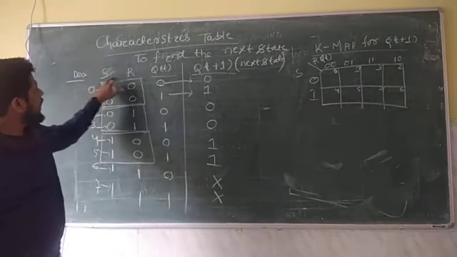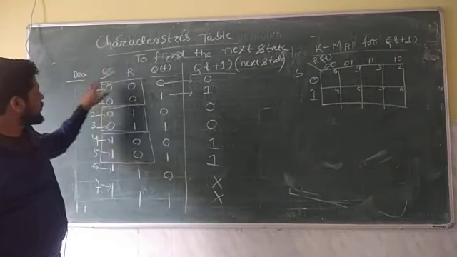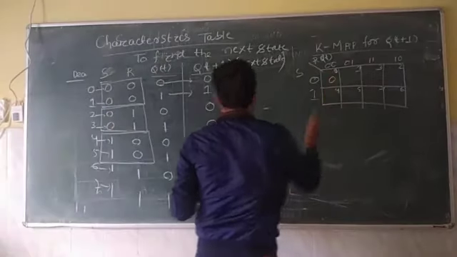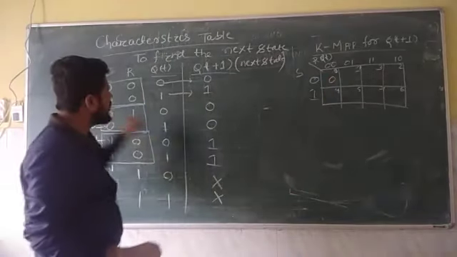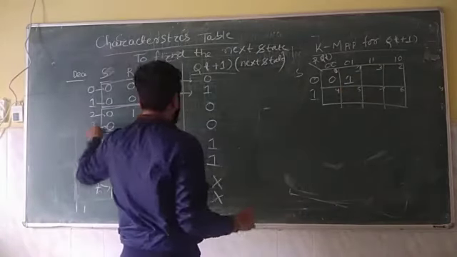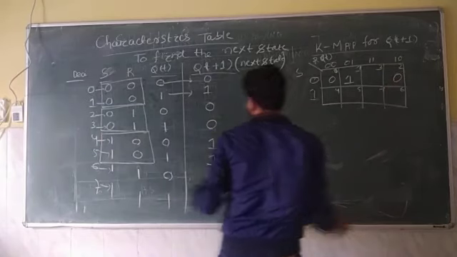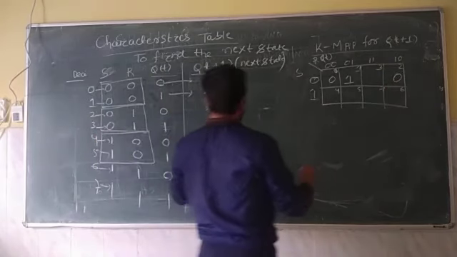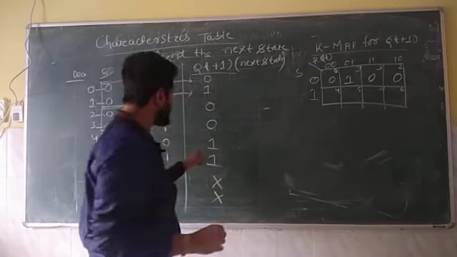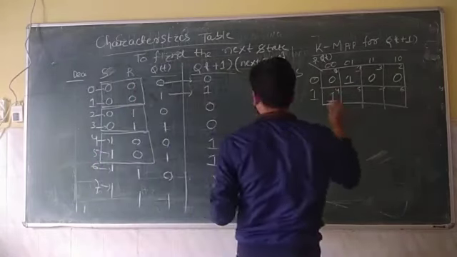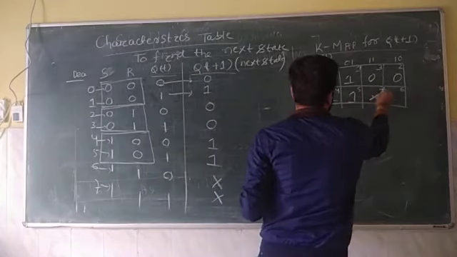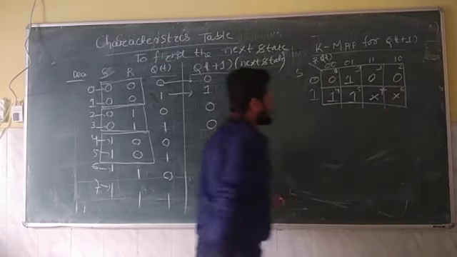So when SRQt, that is when the input is 0, output is also 0. So at this cell we have to write 0. When input is 1, output is 1. When input is 2, output is 0. When input is 3, output is 0. When input is 4, output is 1. When input is 5, output is 1. The remaining are don't care. So you have to take it like this.